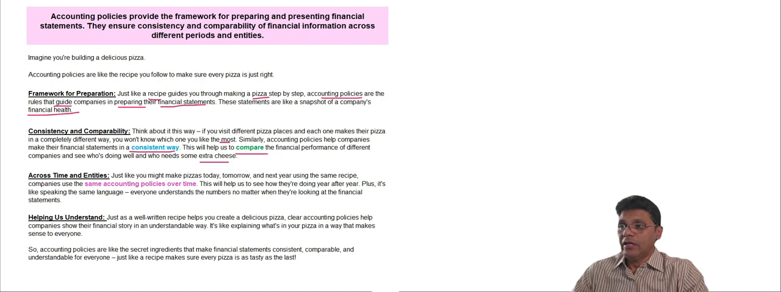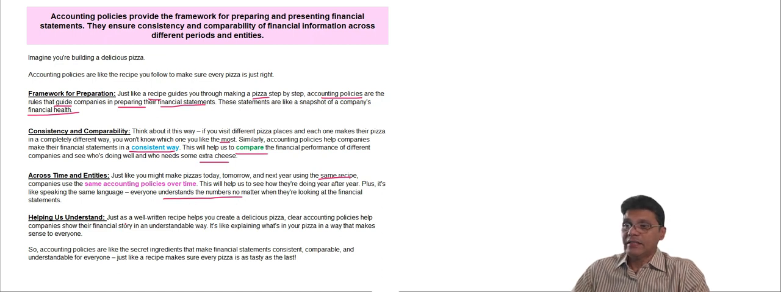Then across time and entities, just like you might make pizza today, tomorrow, and next year using the same recipe, the companies use the same accounting policies over time. When you apply the accounting policies, they have to be applied consistently, as I told you, for comparability, so that the readers can understand the financial statement accurately. This will help us to see how they are doing year after year. Plus, it's like speaking the same language. Everyone understands the numbers no matter when they are looking at the financial statements. This is very, very important. When you read the financial statement, you should be able to understand the numbers.